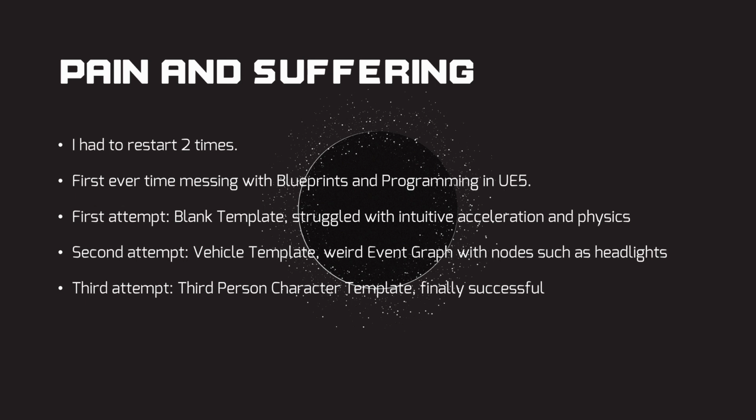The drifting ended up coming super intuitively. The turning and everything came intuitively. And as a bonus, we didn't just need to use the arrow keys. We could use the mouse as well to steer. So that ended up being perfect for me. So eventually, I did use the third-person character template, and I was finally successful with getting this project, this prototype, to work.